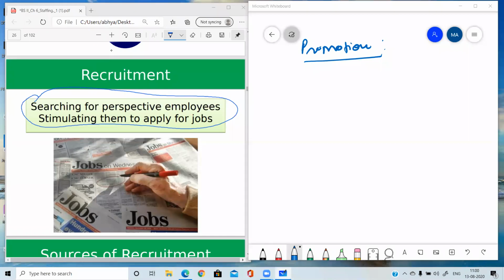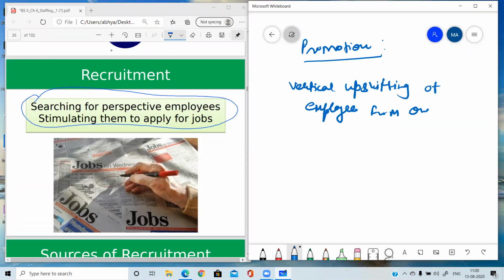So promotion means vertical shifting. Promotion means vertical upward shifting of an employee from one job position to another job position. You can see how promotions happen in the organization.